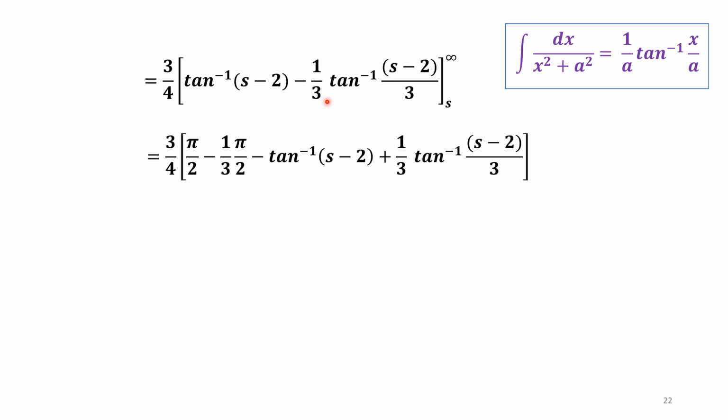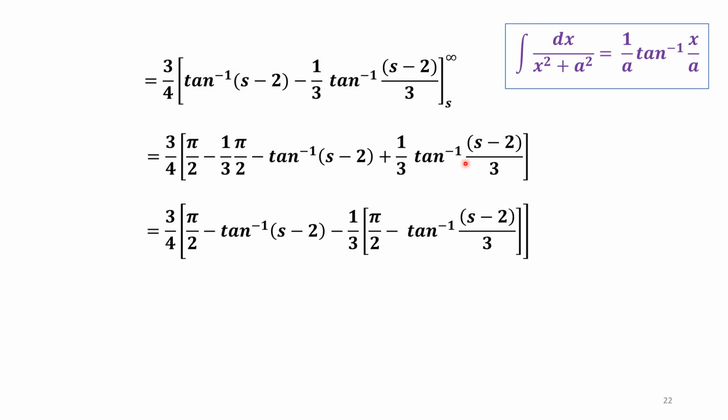Apply the upper limit. Tan inverse of infinity is pi by 2, minus 1 by 3 pi by 2. Lower limit s will become s itself, so minus lower limit, minus into minus will become plus. You can represent this in two ways: either combine these pi terms and then write the answer, or combine pi by 2 minus tan inverse.